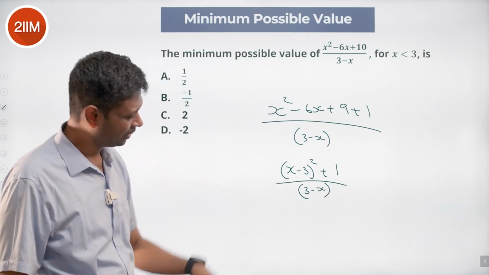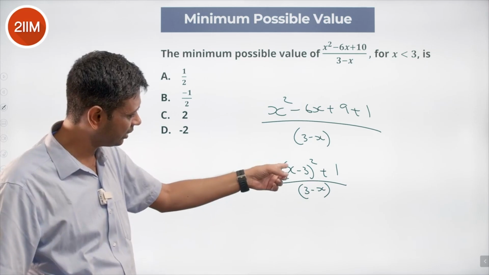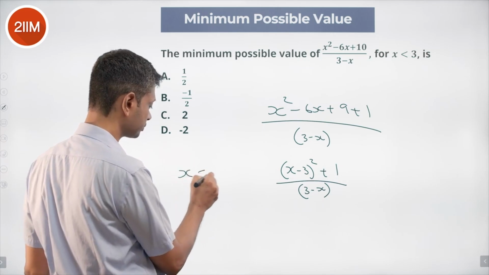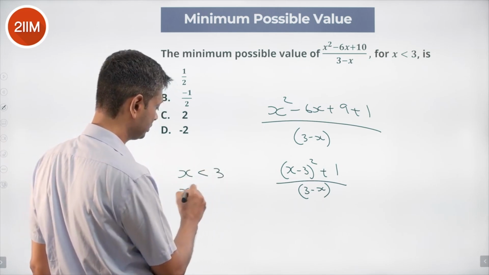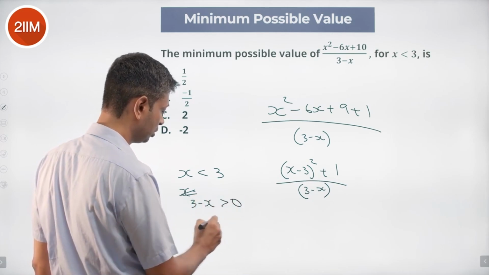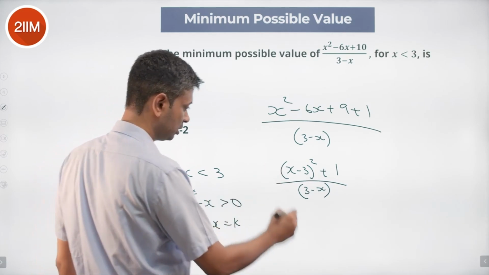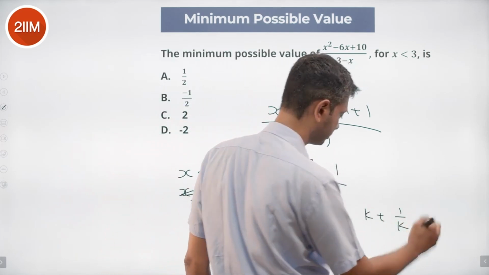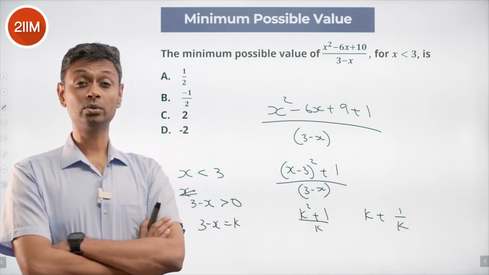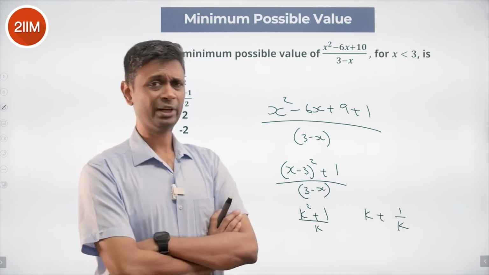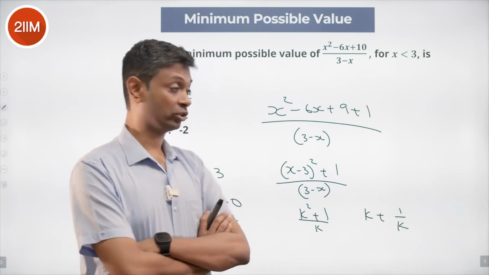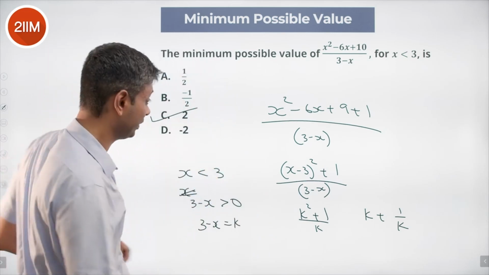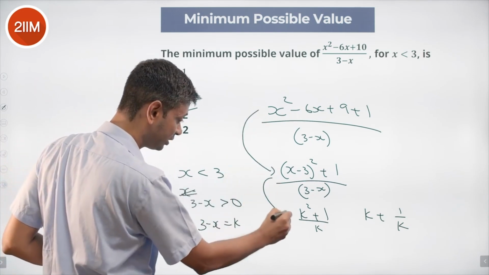(x minus 3) whole square and (3 minus x) whole square, both are same. And so this is (3 minus x) the whole square plus 1 by 3 minus x. We told very clearly that x is less than 3. So we can say 3 minus x is greater than 0. We can say 3 minus x equal to k. This becomes k square plus 1 by k, or k plus 1 by k. K plus 1 by k is either greater than or equal to 2 or less than or equal to minus 2. It cannot be less than or equal to minus 2 because we know x is less than 3, k is positive. And k is positive, so the minimum possible value is 2, done, through. We can rewrite this like this and then rejig this like this, we are through.